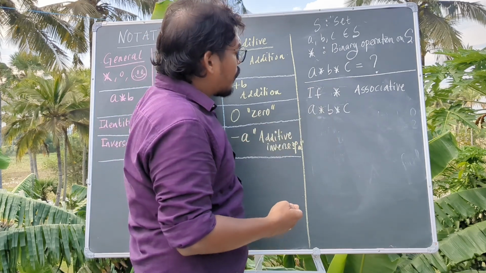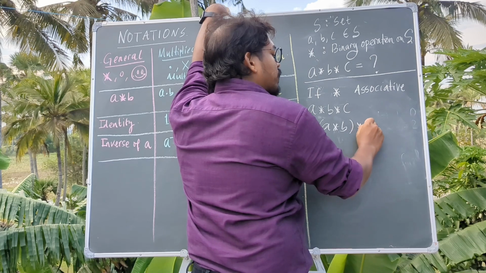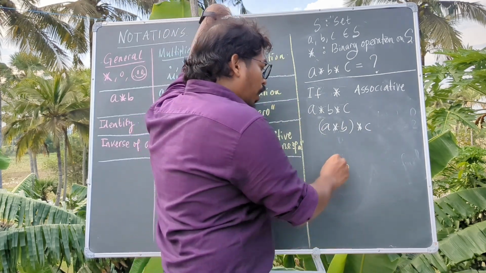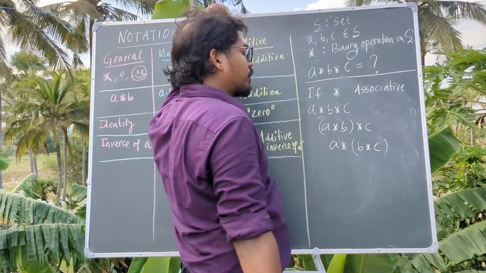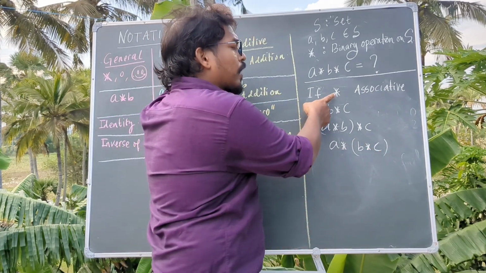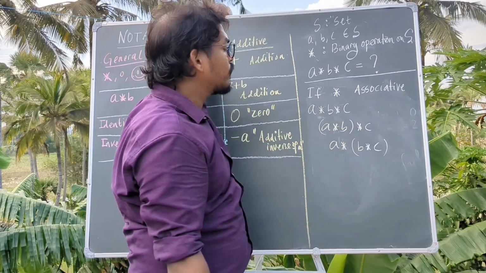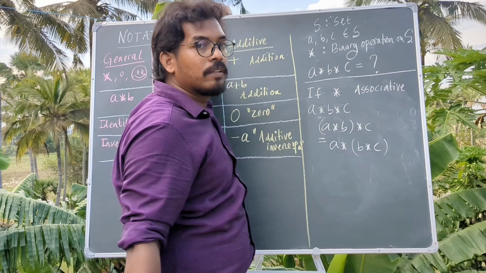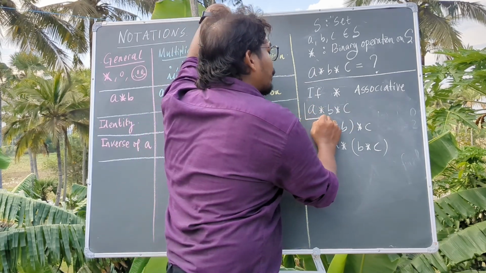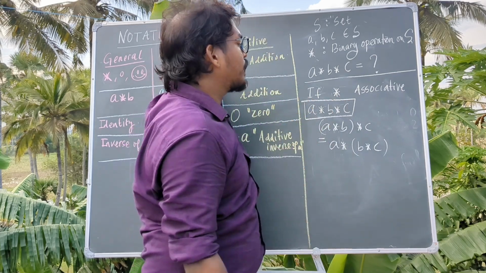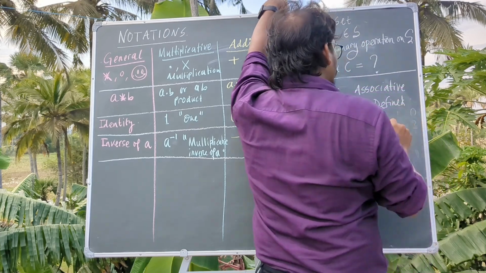Let me first find A star B, then operate that with C, or I can operate B and C first, then with A. Since this star is associative, no matter in which way I am doing this, these are the same. So if star is associative, I can unambiguously write this expression, and it is well defined. It is defined because there is no need to put parenthesis.